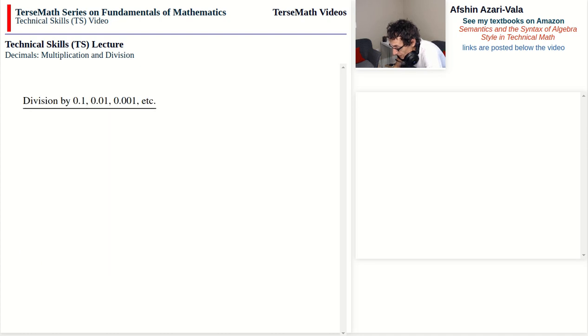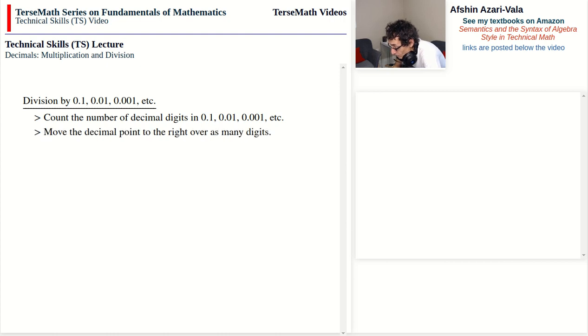Okay, the next topic is division by 1/10, 1/100th, 1,000th, and so on. So by sub-powers of 10. Now this is an interesting case because in such a case we sort of count the number of decimal digits in 0.1, 0.01 or 0.001 depending on which one you're dealing with. And then we move the decimal point to the right over as many digits. So your answer actually becomes larger. Let's talk about why that happens using an example.